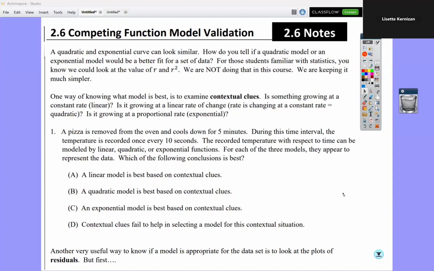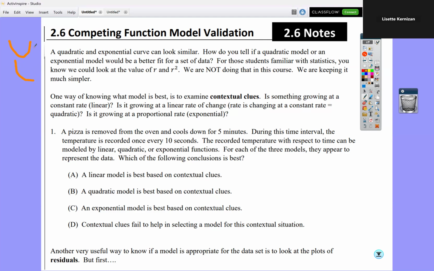All right, so keep in mind that you are responsible for this information for the test. So I'm going to go ahead and read, and then we're going to have a real quick discussion. It says a quadratic and exponential curve can look similar. So if you think about it, a quadratic curve looks like this, and then the exponential curve kind of looks like this, right? So it looks like it's going to curve or make a U shape.